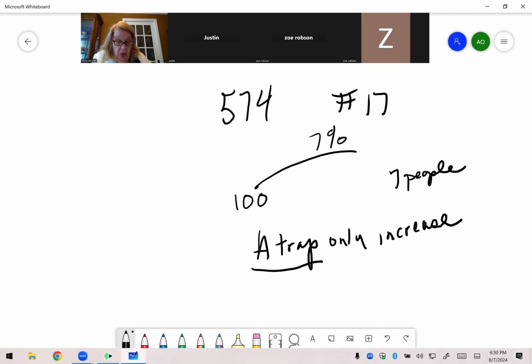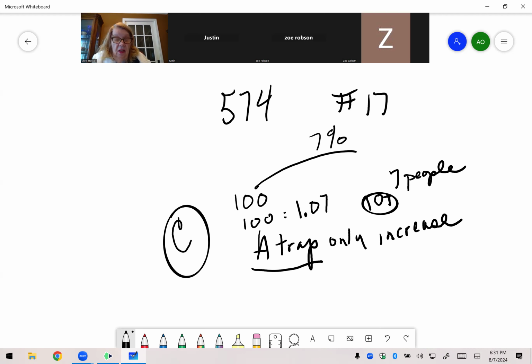So I have to do 100 times 1.07 because I need 107 people. Does everybody see that? Do you see that, Zoe Latham? So that one stands for 100%. Do you see the trick there?